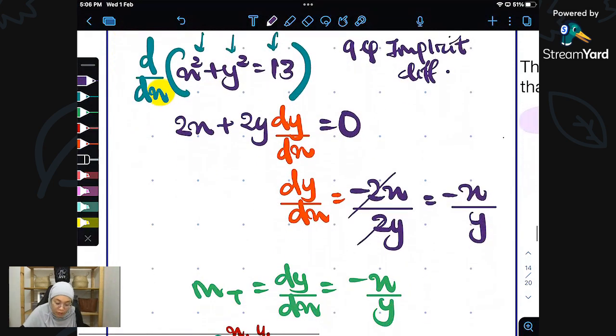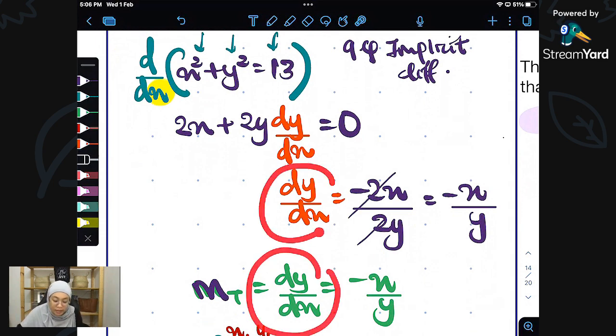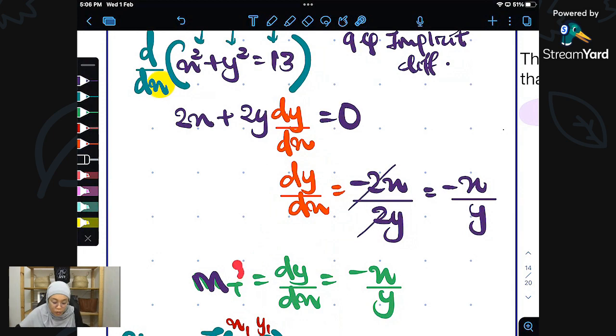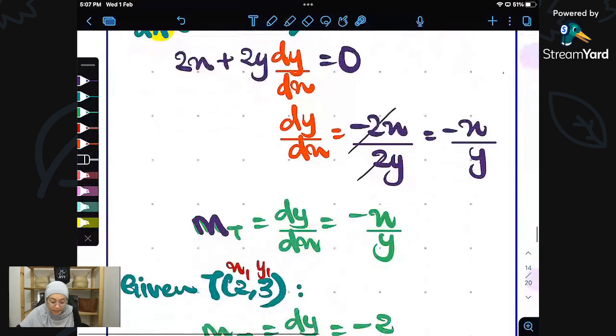So here I wrote down my mt. My mt is equal to my gradient, which is dy dx. Okay, so please know that dy dx is a gradient. So gradient is equal to mt. We know this already. And so in this question, my gradient of tangent is negative x over y. So I am going to use this to sub into the equation of tangent.